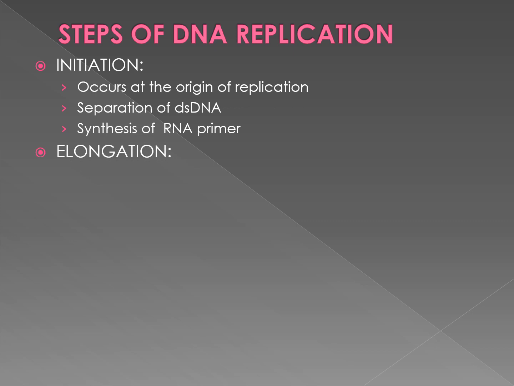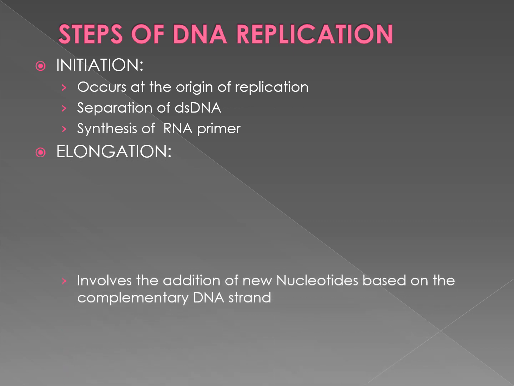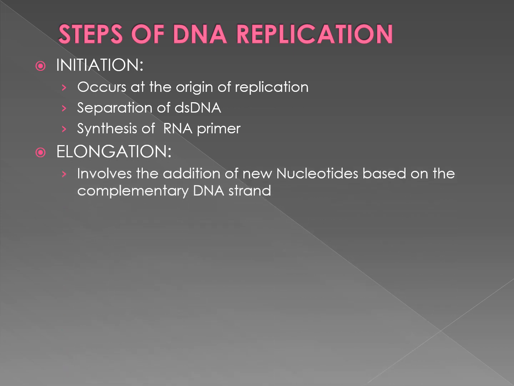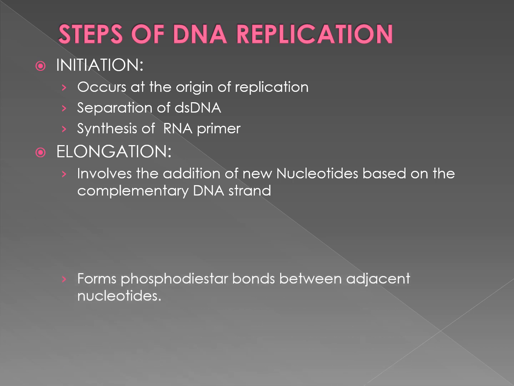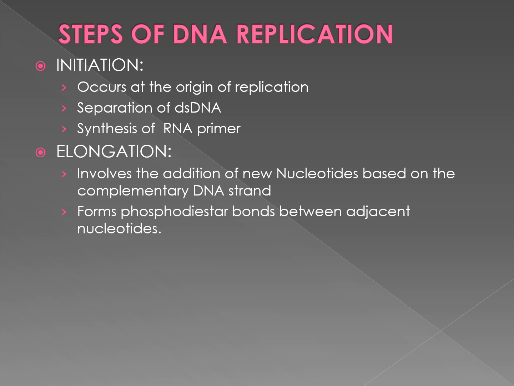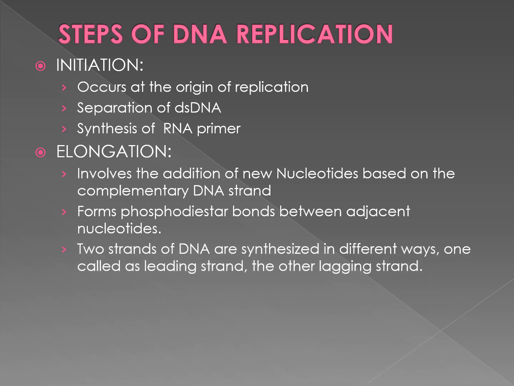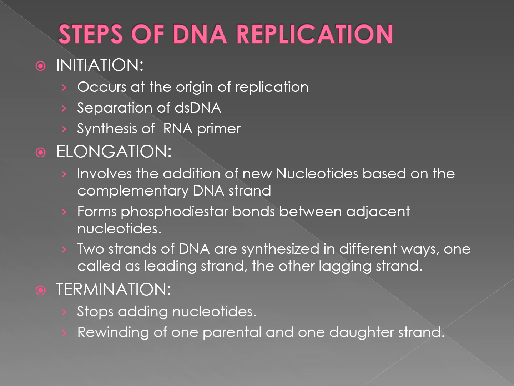Number 2 is elongation, where addition of nucleotides takes place one by one, and after that they will be joined. It will be different in the leading strand and lagging strand, but accordingly the two strands will be formed, maybe in different ways, but simultaneously both the strands are formed. And the third step is termination, where the addition of nucleotides will be stopped and rewinding of the parental and the daughter strand, one parental strand to one daughter strand, will take place.